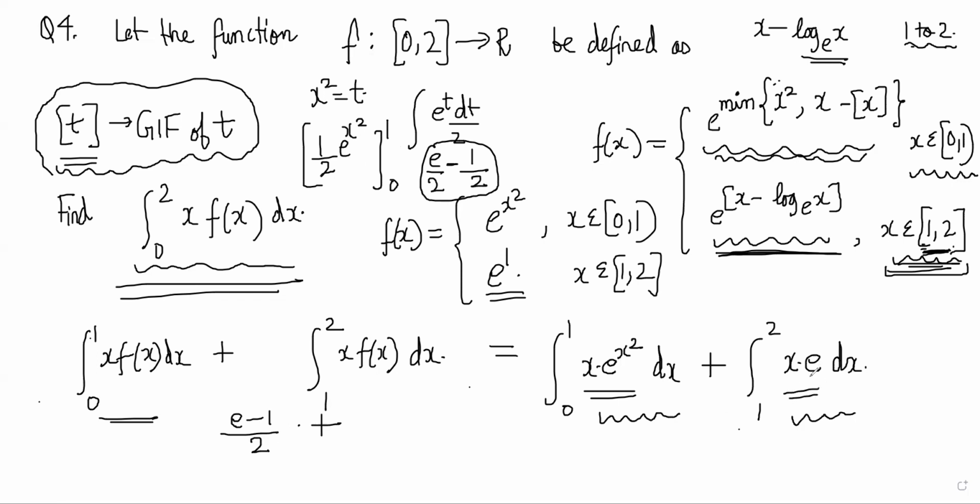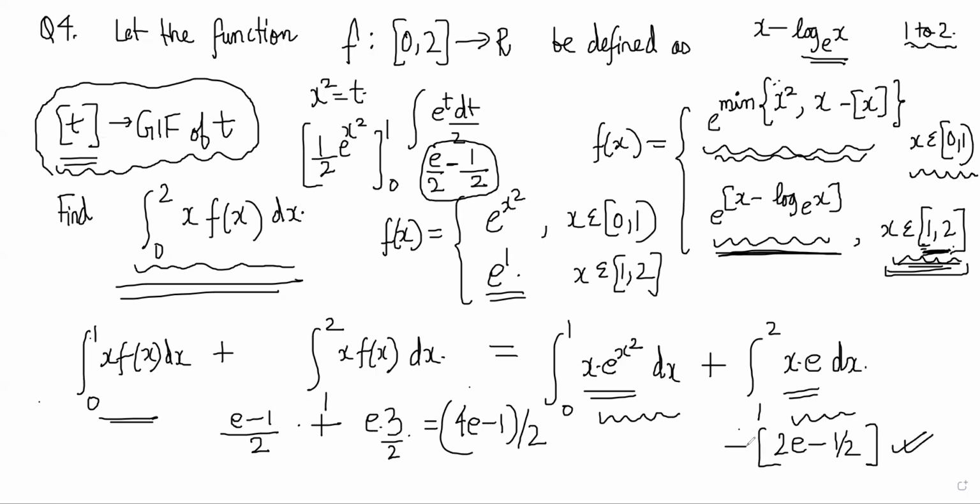Plus here you will get e common, and it is x square by 2, so it will be 4 by 2 minus 1 by 2, so 3 by 2. So the answer is 3e plus e, so 4e minus 1 by 2, which is basically 2e minus half. Why are you not getting this answer? I don't understand.